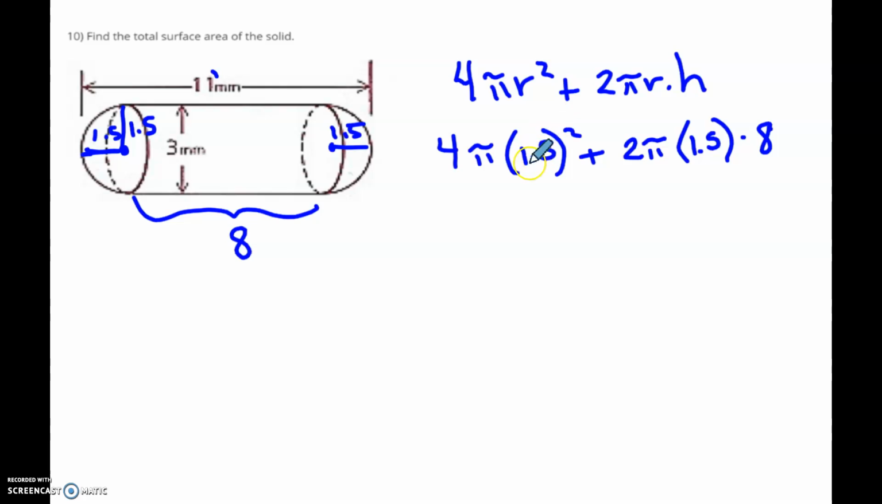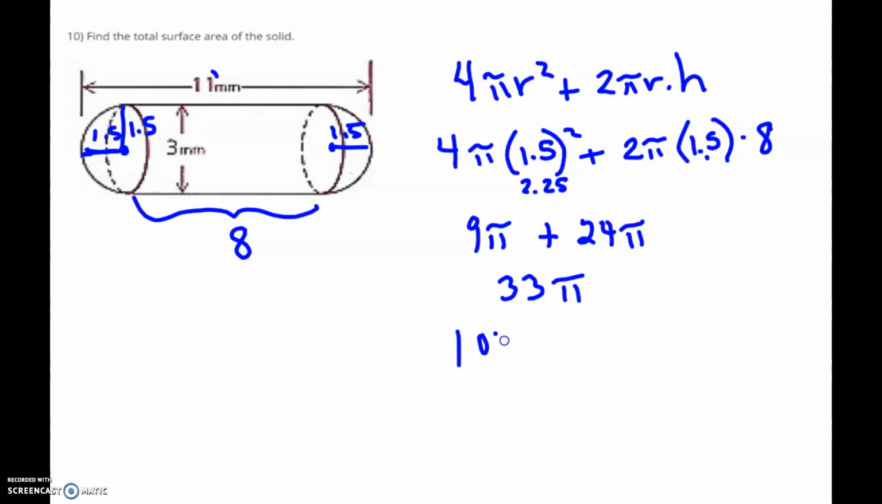So let's simplify. 1.5 times 1.5 is 2.25. Multiply that times 4, we end up with 9 pi for the first part. And then 2 times 1.5 is 3. 3 times 8, we end up with 24 pi for the second portion. Add those together, we have 33 pi. So our total surface area of this solid ended up being 103.7 square units.